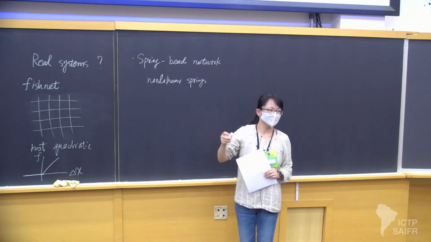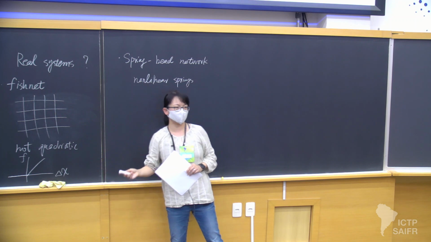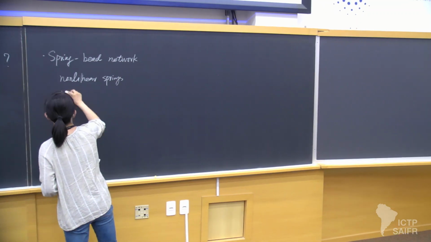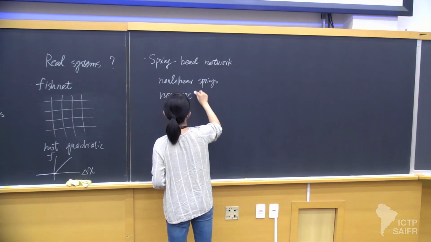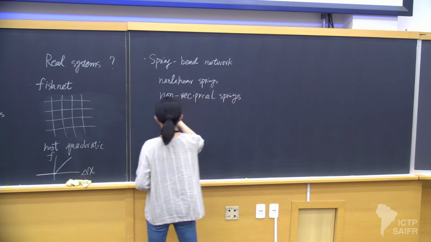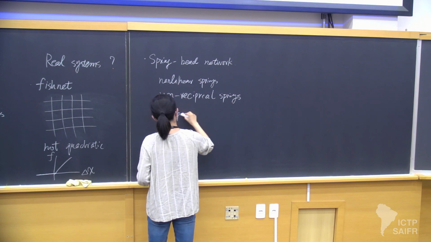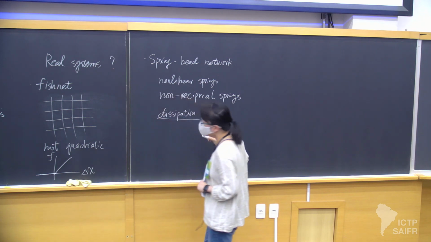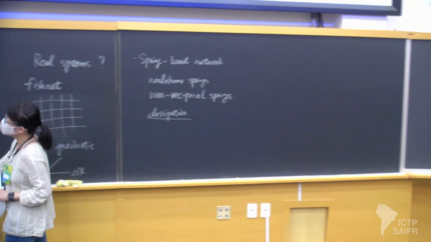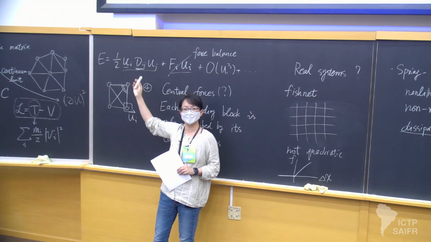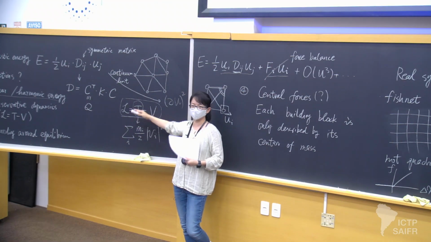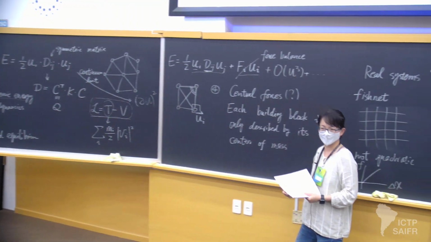What else could invalidate that Lagrangian? Non-reciprocal springs, okay. So dissipation is an important factor that the elastic energy can still be written like this for a spring network. But when you actually excite it dynamically, it's not totally governed by this Lagrangian. Some energy will be dissipated, okay?